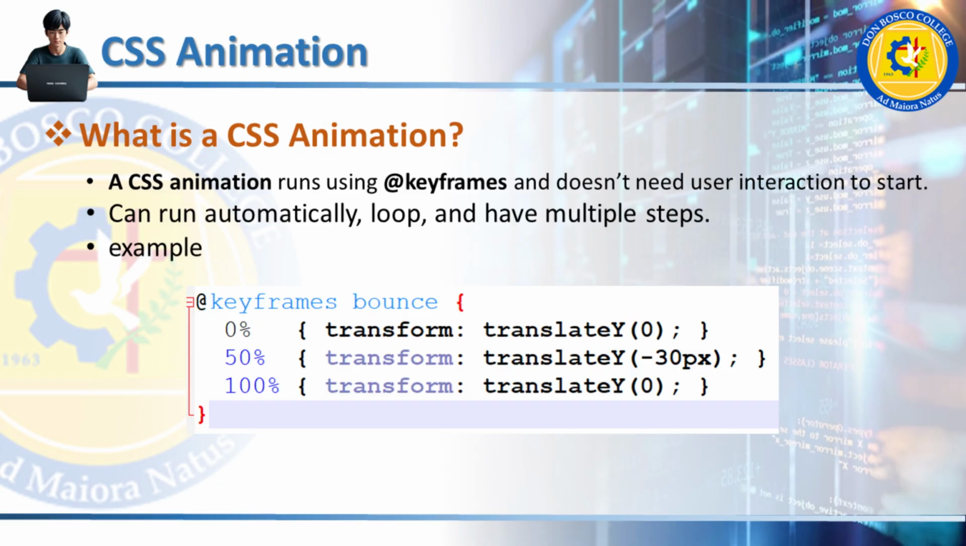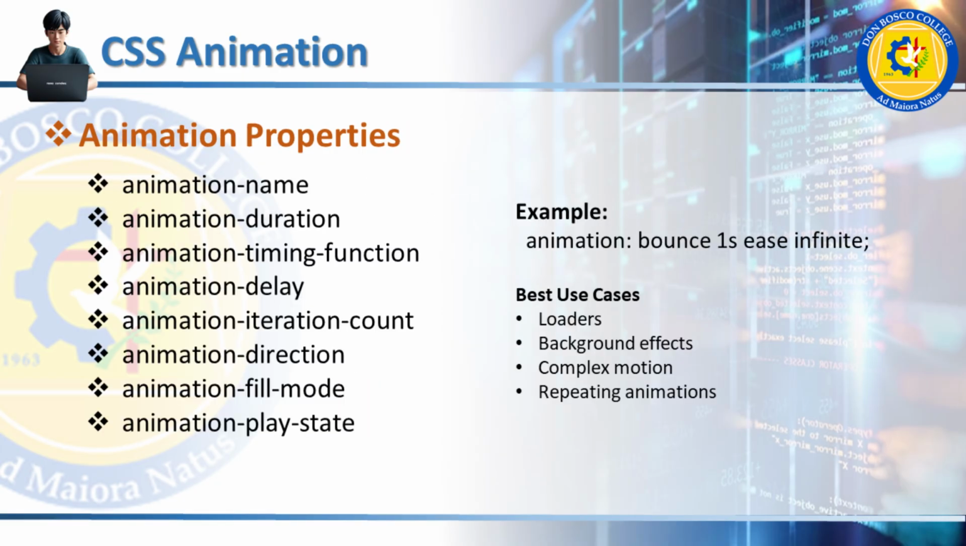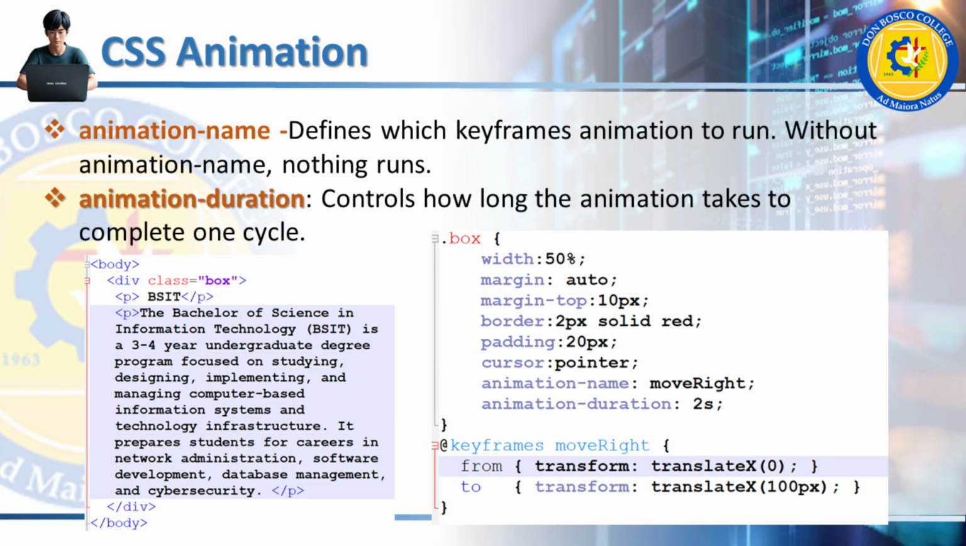The main properties of CSS animations include animation-name, animation-duration, animation-timing-function, animation-delay, animation-iteration-count, animation-direction, animation-fill-mode, and animation-play-state. Let us now demonstrate each of these properties. Animation-name defines which keyframes animation to run. Without animation-name, nothing runs.